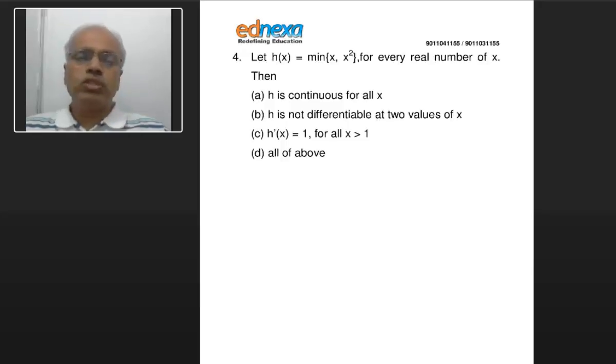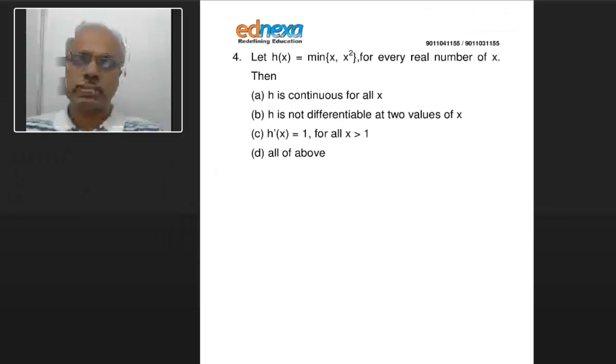So what you need to do is draw a curve of f(x) equal to x, draw a curve of f(x) equal to x square, and then whichever part is lower, that is your function. Whichever curve is lower for a given value of x, that is your function. And then you can see whether it is continuous from the graph. You will be able to see whether it is continuous, whether it is differentiable, what happens at what point.